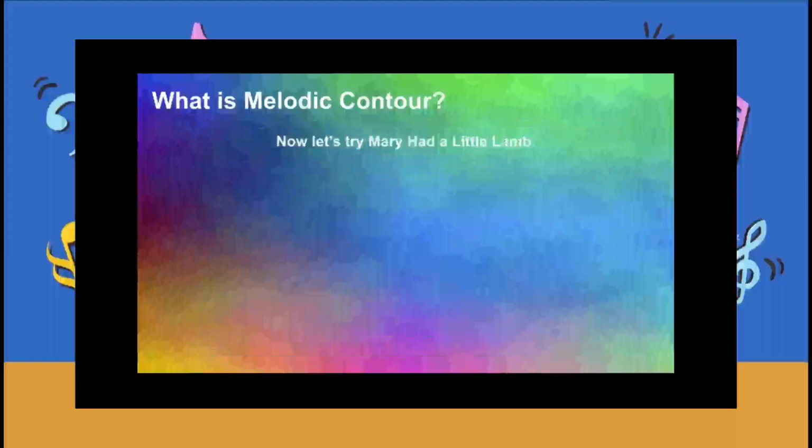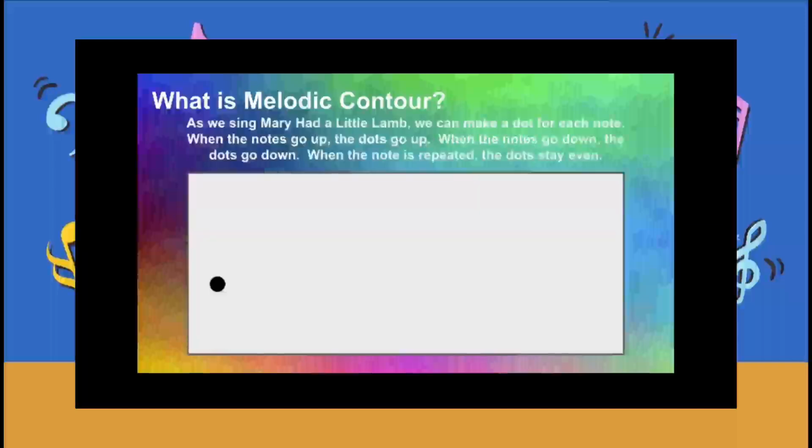Now let's try Mary Had a Little Lamb. As we sing Mary Had a Little Lamb, we can make a dot for each note. When the notes go up, the dots go up. When the notes go down, the dots go down. When the note is repeated, the dots stay even.